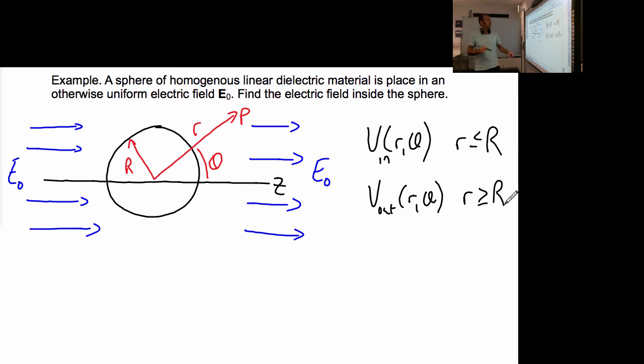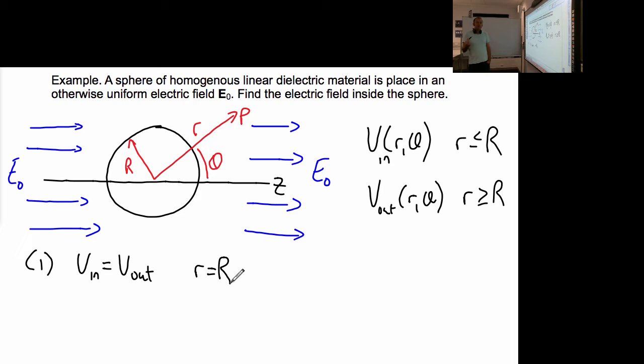Now we will solve Laplace's equation for the proper boundary conditions. So what are those boundary conditions? Well, the first boundary condition that we have is that the potential must be continuous. It must be continuous across the surface. So we have the potential in will equal the potential out, and that's at r equal to the radius.